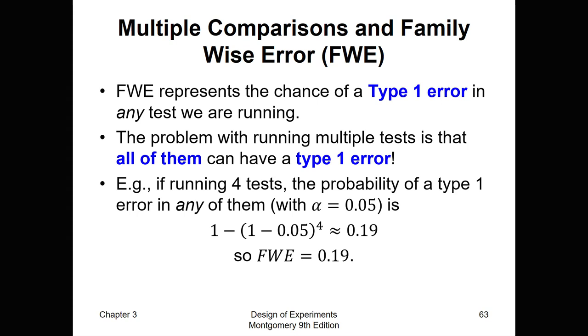That means if for every test we only allow a 5% nominal type 1 error rate, then the probability of getting a type 1 error in any of the tests, so at least one of the tests, is 19%, not 5%. And the probability of getting a type 1 error of 19% is way higher than what we're comfortable with. If we're only comfortable with a 5% probability of error, having a type 1 error probability of 19% is immense.